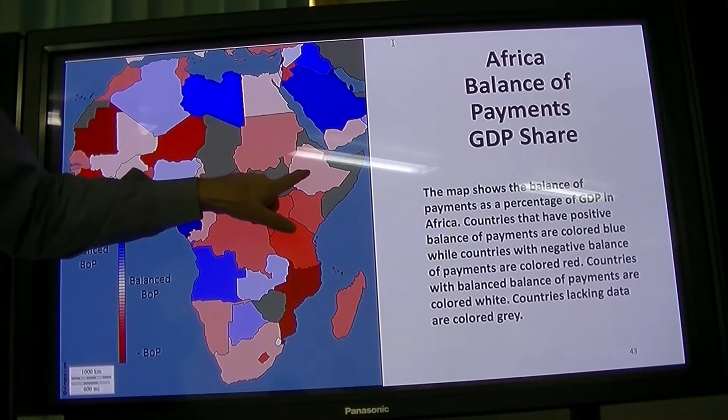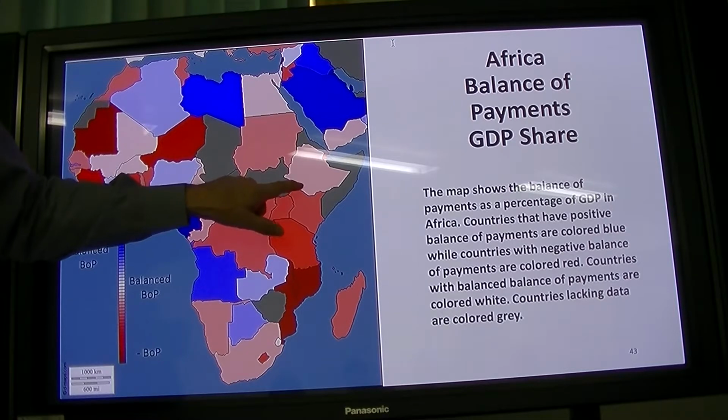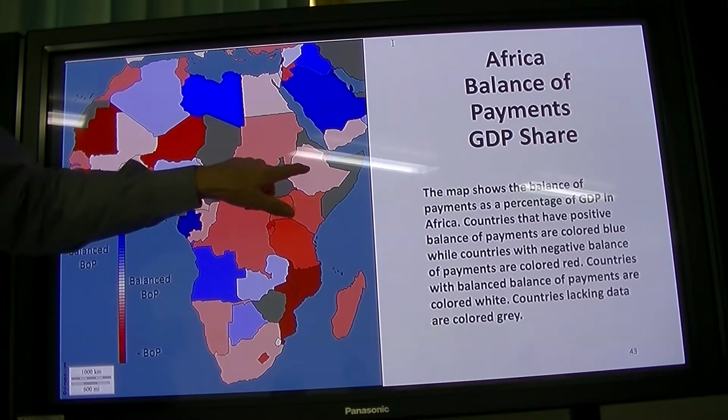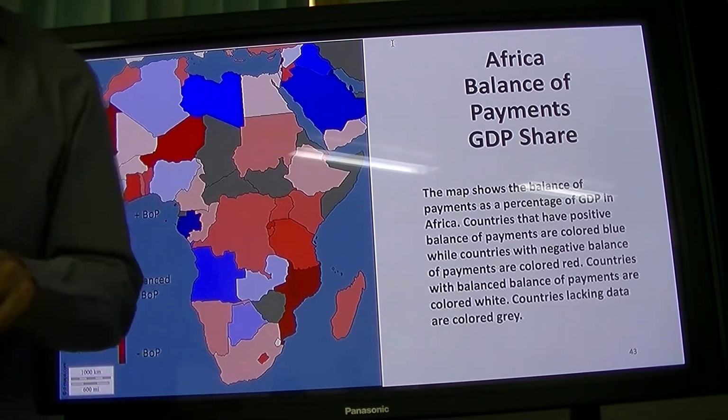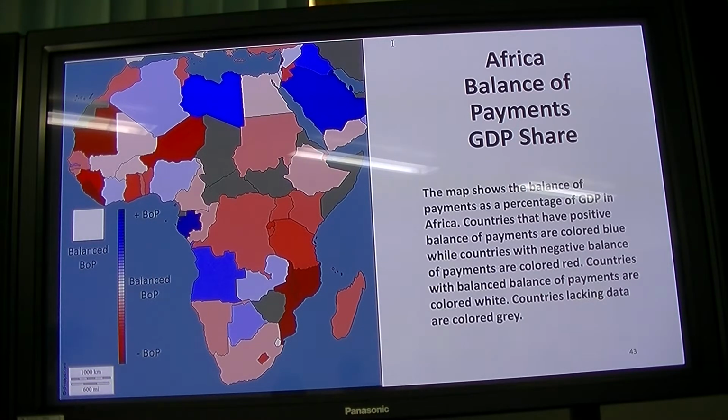And this is probably a positive picture. The country's growing quite rapidly, so there's probably a lot of investment. That's probably positive, that it's getting inflow of investment. Djibouti actually is a very strategic location.